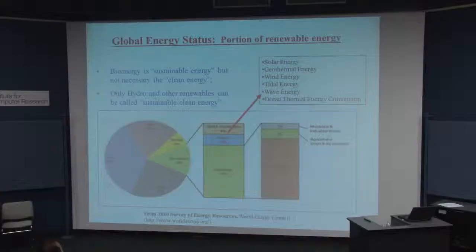And let's talk about clean energy, which people talk about a lot. What about clean energy? Sustainable energy includes solar energy, geothermal energy, wind energy, tidal energy, wave energy, and ocean thermal energy conversion. This kind of energy, right? But this shows you that the percentage of clean energy is actually only around 25%. And of that 25%, 77% is from bioenergy.